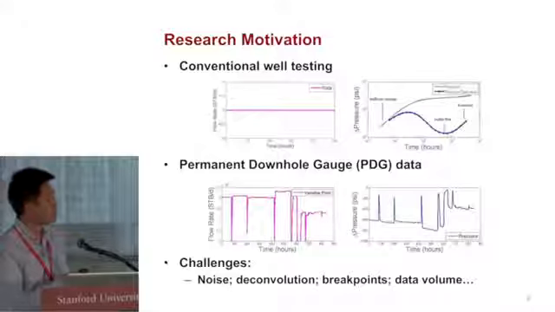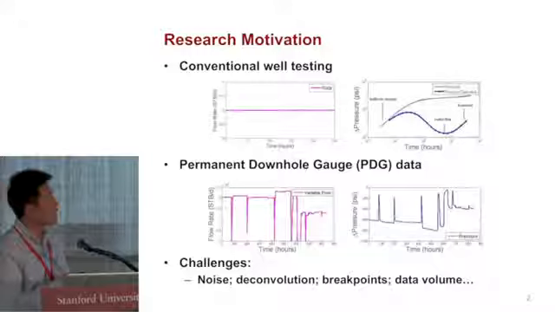So in conventional well tests, we have a well-controlled flow rate like we show here, usually a constant rate. Then we record the pressure data and calculate the derivative plot of the pressure. We use this derivative plot to estimate reservoir parameters like wellbore storage, permeability, and reservoir boundaries.